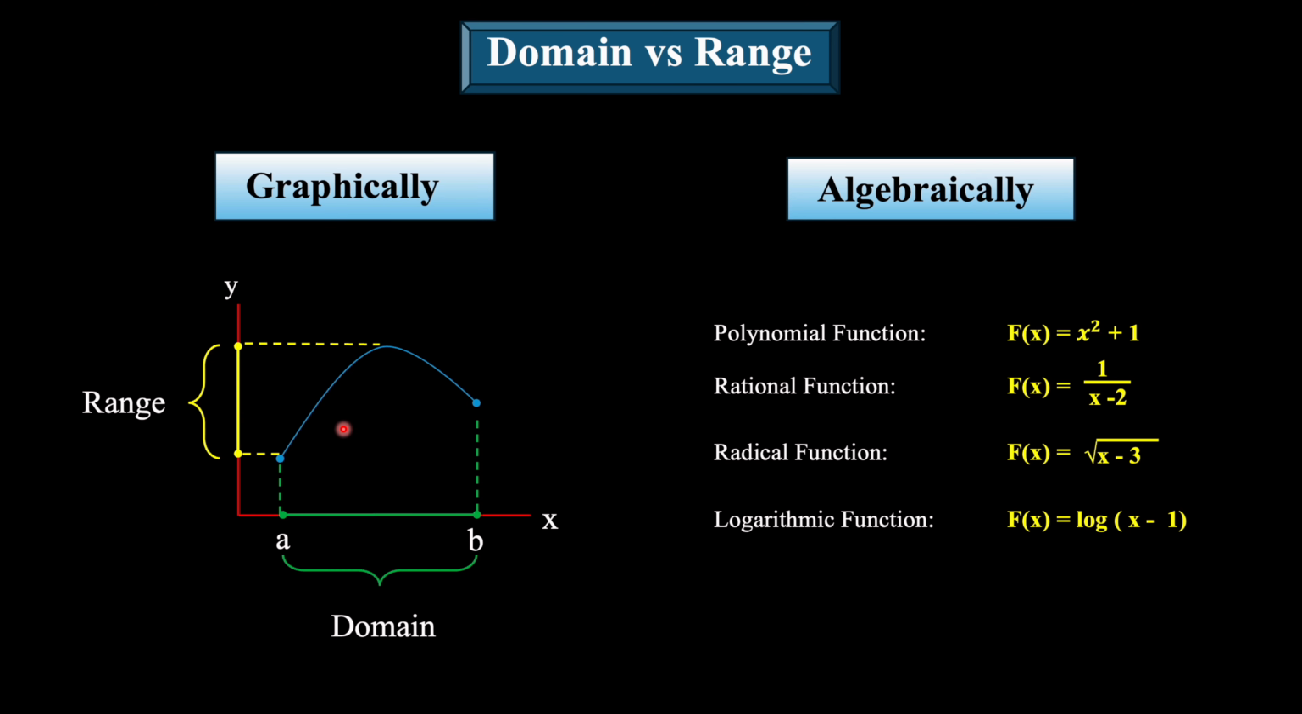This is our graph. We always find the domain on the x-axis. We look at the leftmost point on the x-axis with the curve, and the rightmost point on the x-axis with the curve. Okay, this is the domain. The range is the lowest point on the y-axis with the curve, and the highest point on the y-axis with the curve. This is the range.